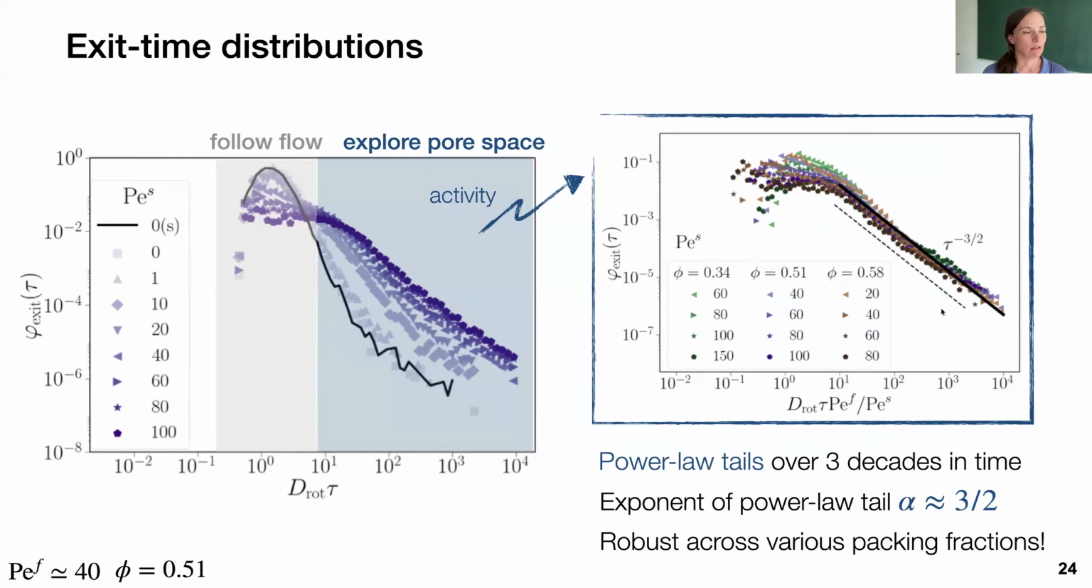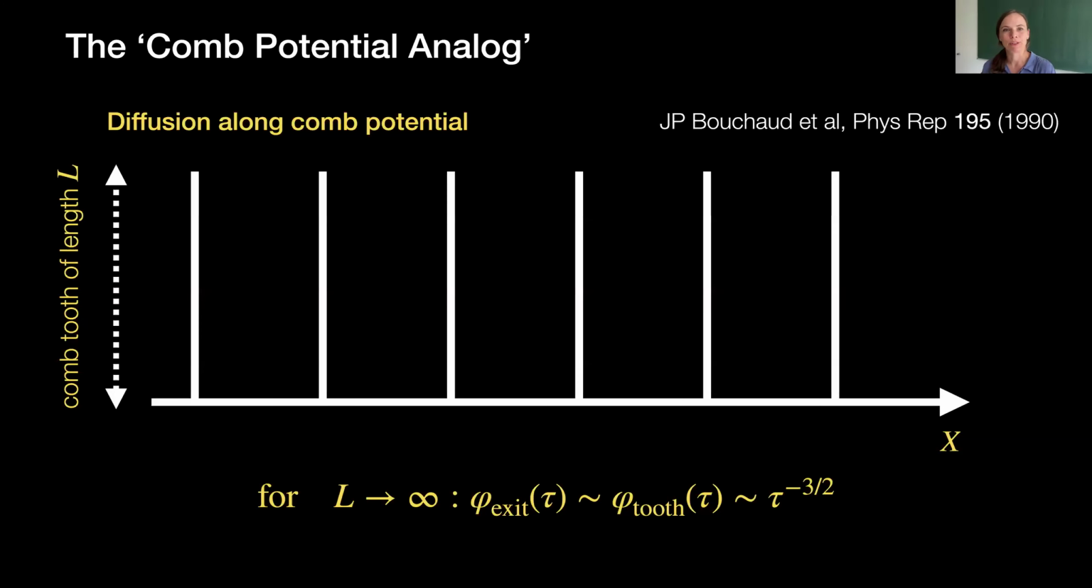So although the system is very complex, there seems to be one unifying physical feature, which is these long power law tails of the exit time distribution with an exponent that looks kind of familiar from statistical physics, right? And so the system that we have in mind to explain this exponent is this comb potential analog, which I'm sure some of you have already seen. The idea in this system is essentially to think about diffusion along a comb potential. So the particle diffuses from left to right, and it can enter these long combs.